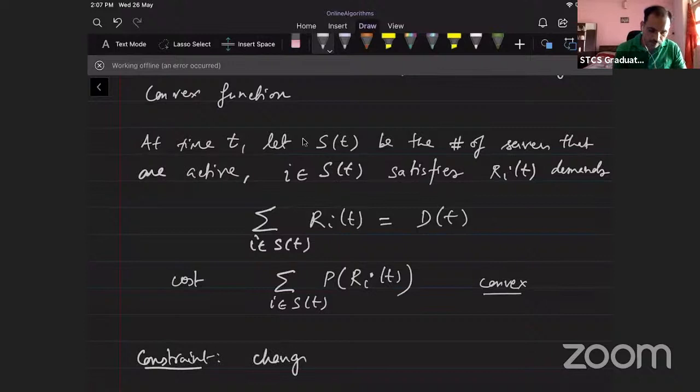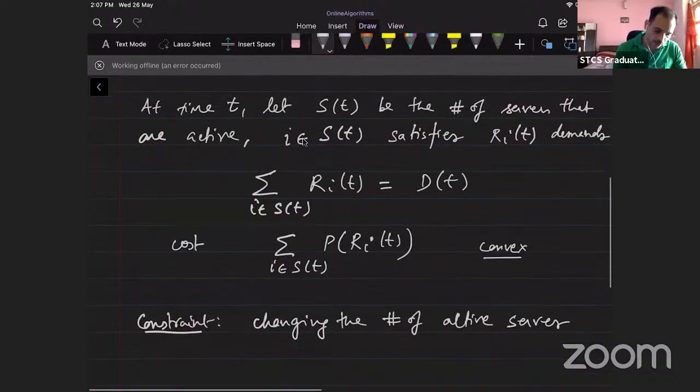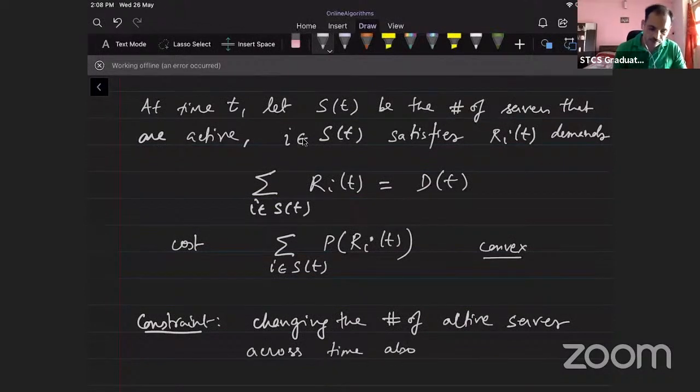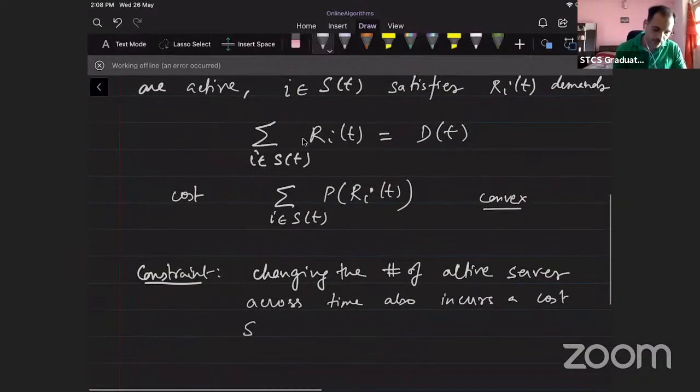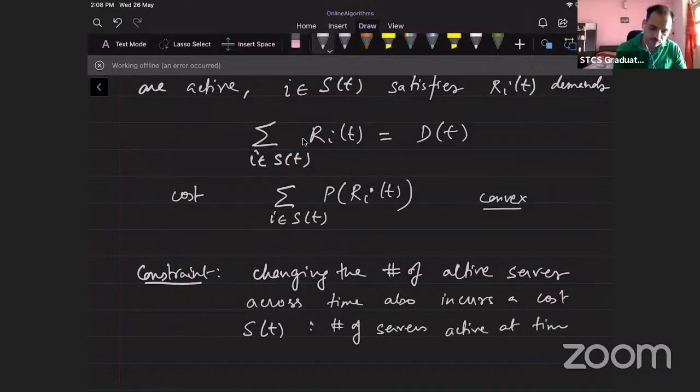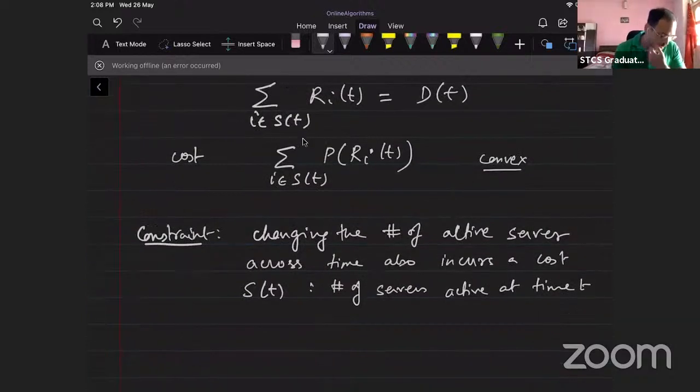Now, in addition, an extra constraint, which is where we really have to think about, is that changing the number of active servers across time also incurs a cost. So that is a practical limitation. S of t is the number of servers active at time t. So the cost really what we're going to call is switching cost.